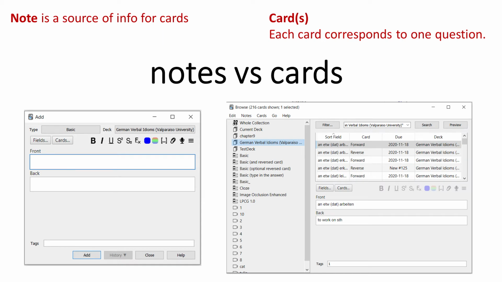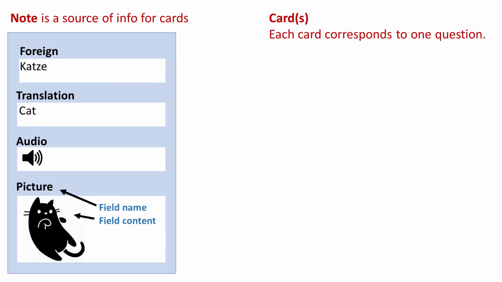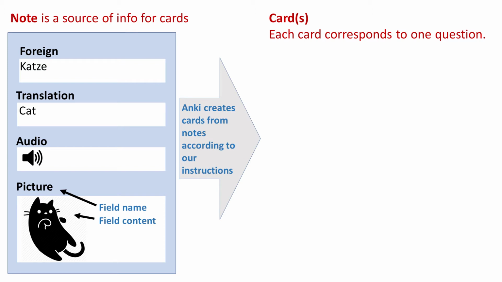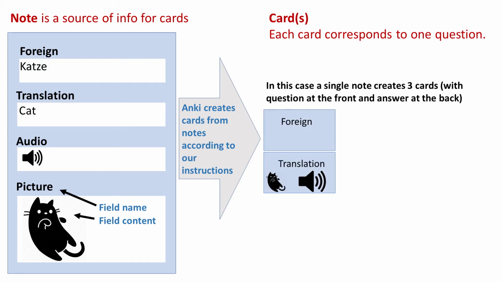So let's say we create this particular note. It has 4 fields. In the first, we have a foreign word. In the second, an English translation, then audio and a picture. Say from this particular note, we want to construct 3 nice questions. That is 3 cards. For the first card, the program will show us a word in a foreign language, and our task would be to translate.